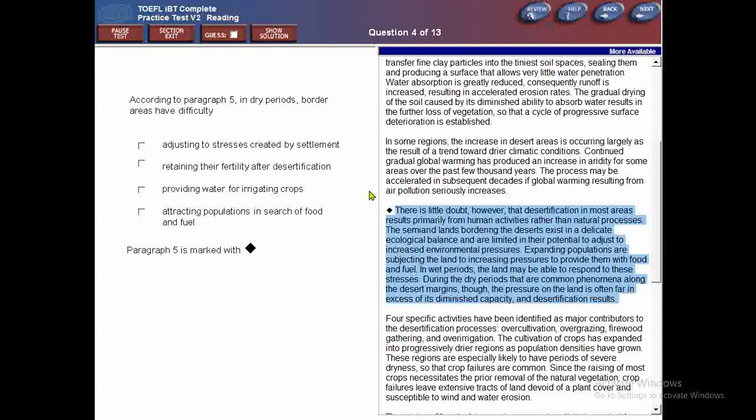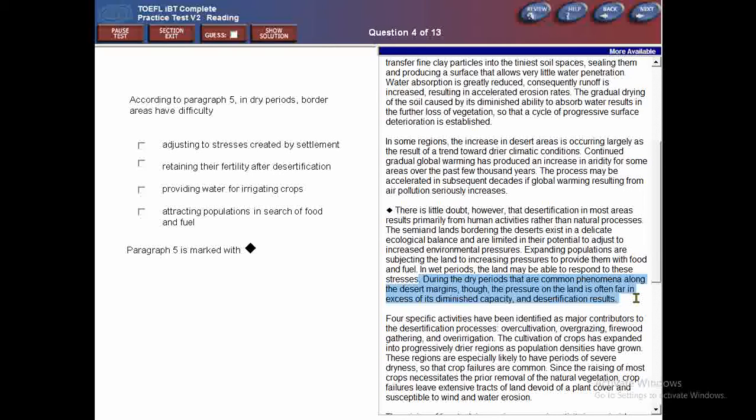So if we read this, we should spend more time on the first reading of the paragraph. That will help us to answer the questions accurately or predict the next question's answer. So what is the answer? Adjusting to stresses created by settlement. Have difficulty is in the last sentences.